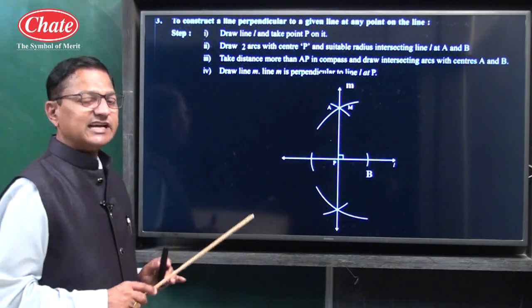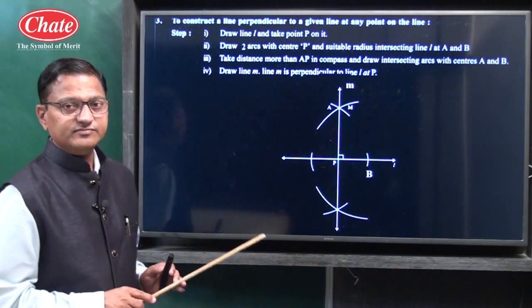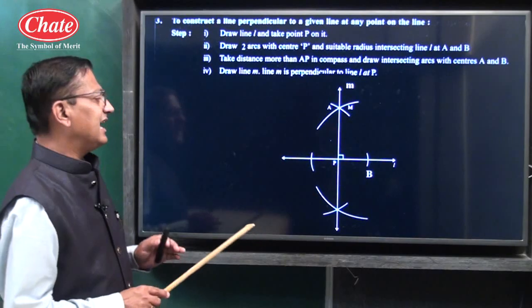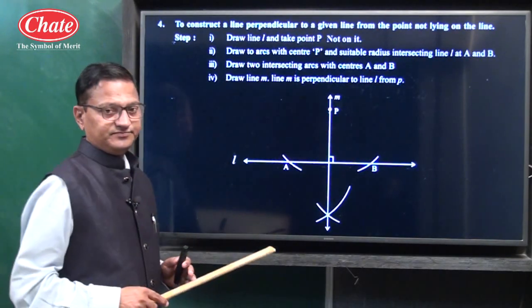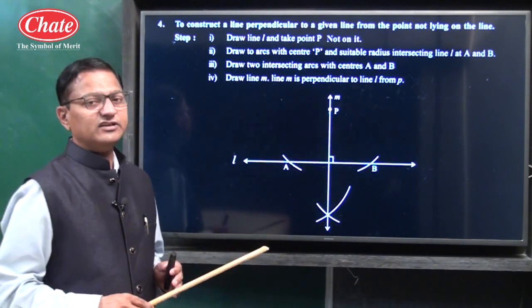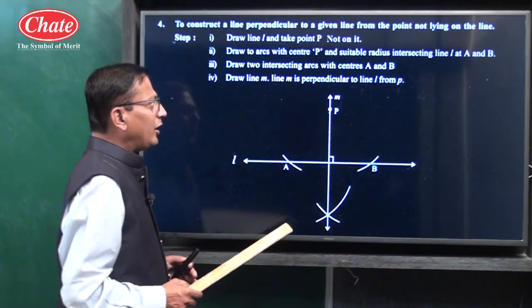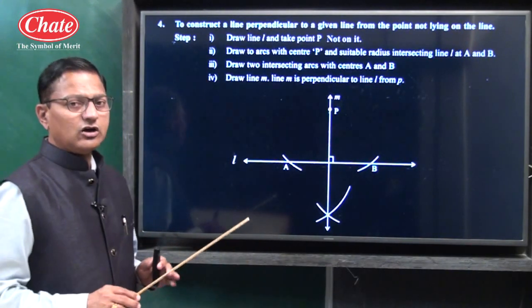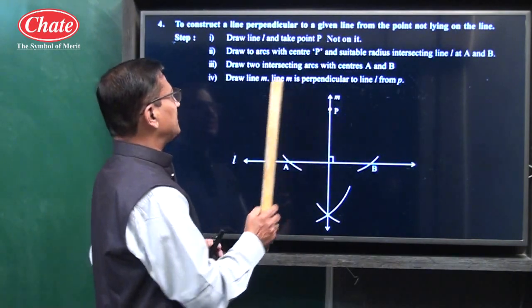See here, once again, point P is on the line. Second, when point P is not on the line, maybe on the upper side or lower side of the line. So first, draw line L. Take any point P which is not on the line. So we take this as point P.